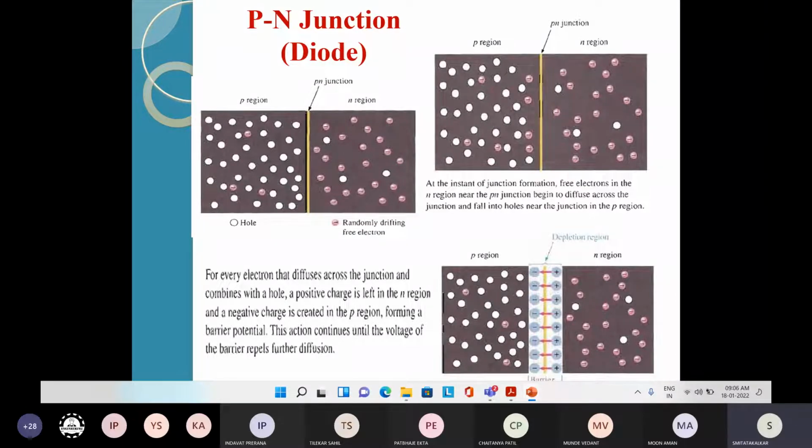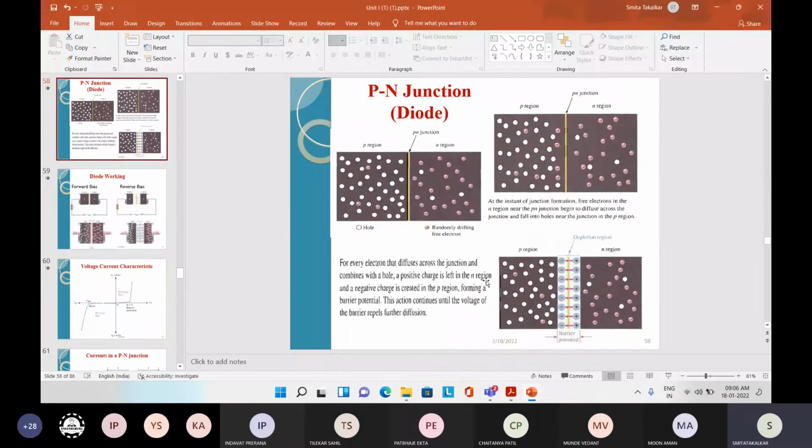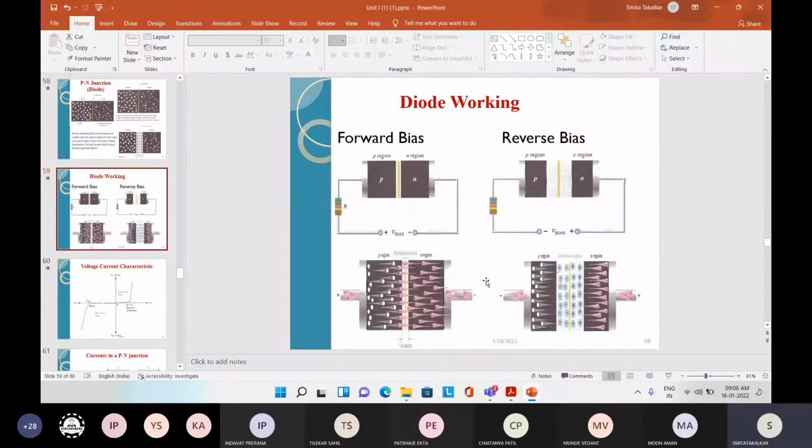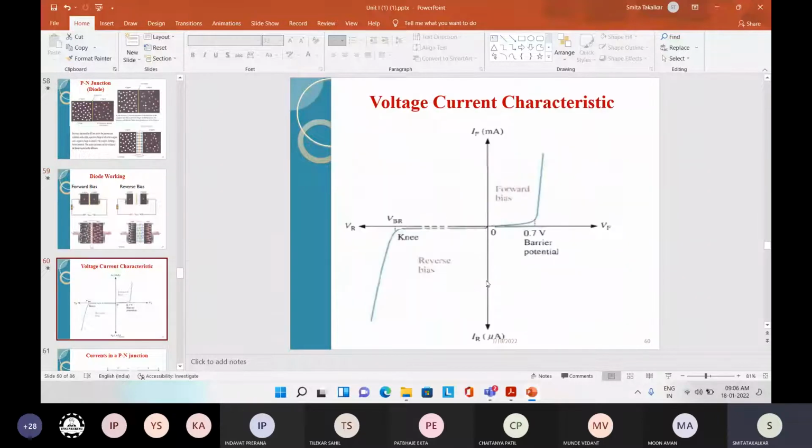As the voltage increases, the current also increases. This is the concept we covered yesterday: the PN junction diode, the formation of the diode in forward bias and in reverse bias. This was covered in the previous session, along with the VI characteristics.